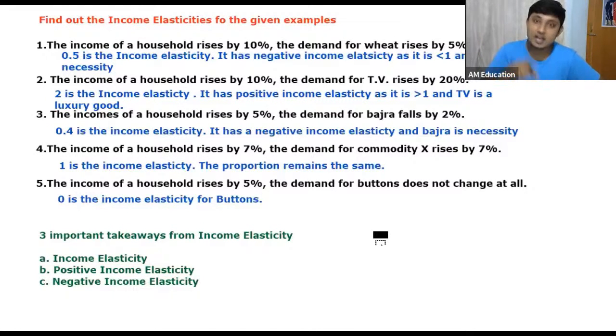No, right? There we had, what were the names? Elastic, inelastic, perfectly elastic, perfectly inelastic. Here also it is the same thing. This is elastic, this is inelastic, this is unitary, and this is zero. This is perfectly inelastic, if I'm not wrong. Am I wrong? No, sir.